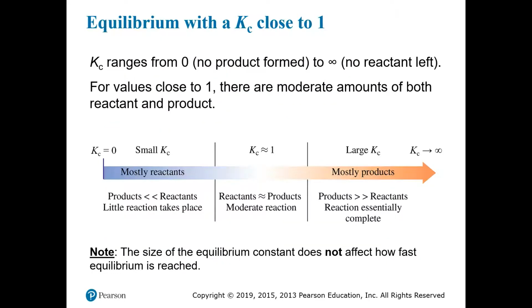So if we think about how Kc is calculated and how it relates to whether a reaction proceeds to the right or doesn't, then we can get a sense of the range of values that Kc can take on.